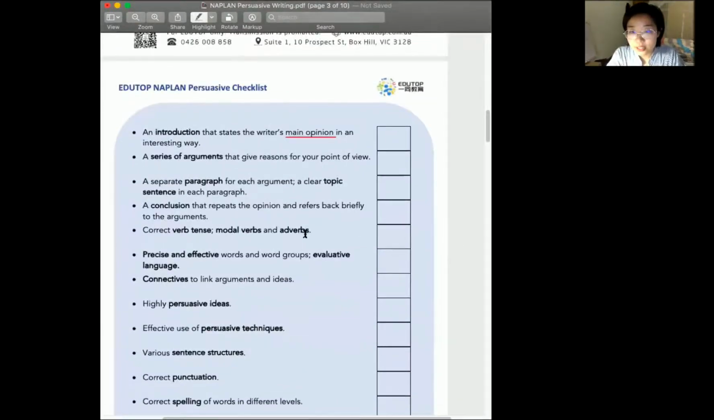So we can say that that's a tick. We have great use of verb tense. It has modality, should, can, and lots of adverbs in this person's writing.